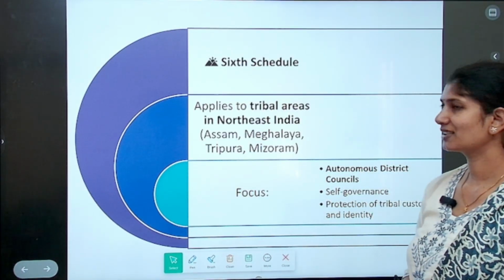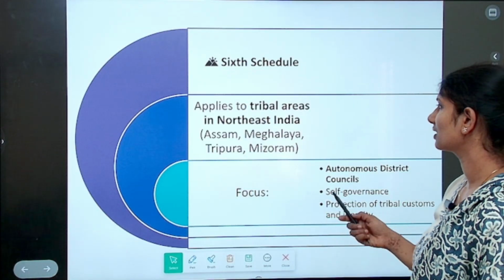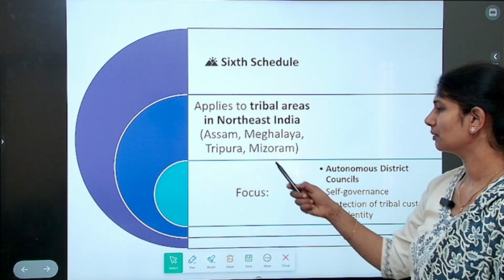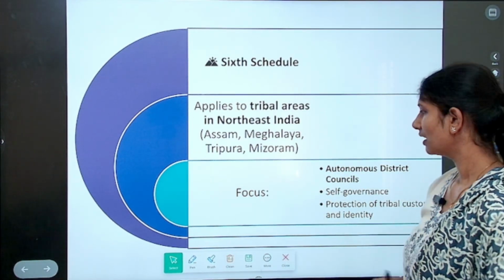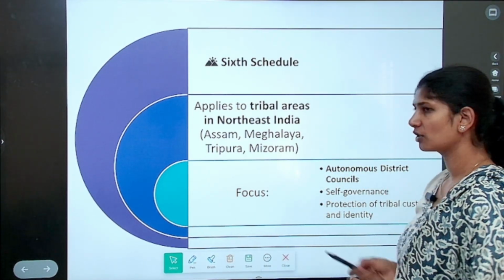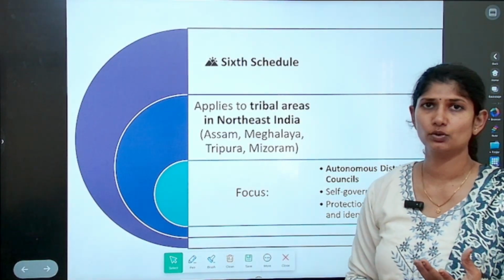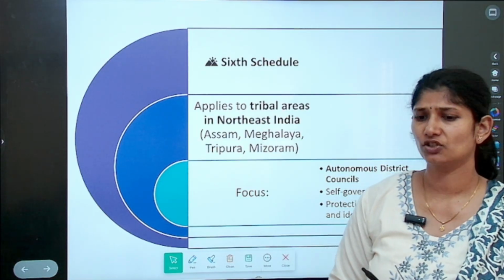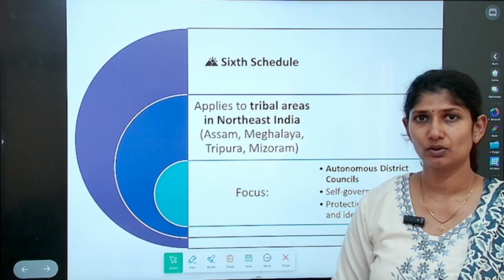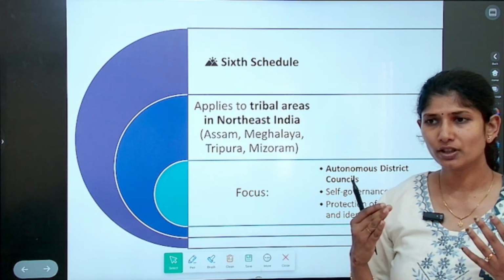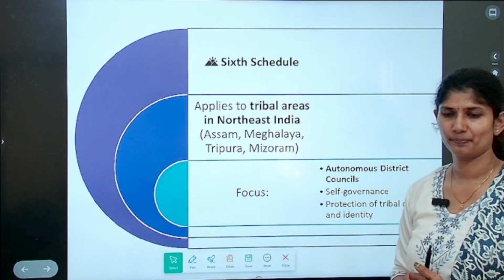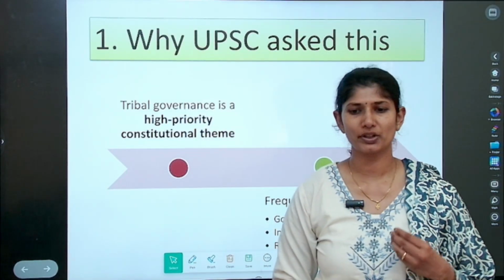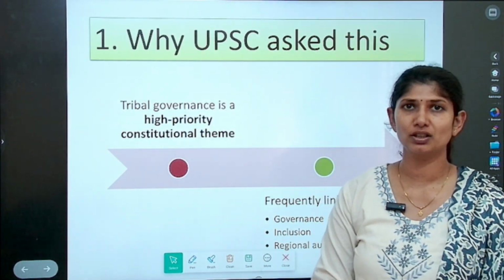Next is your 6th schedule. This applies to your tribal areas in your northeastern India of your Assam, Meghalaya, Mizoram, Tripura. Here it is more focused on your autonomous district council, self-governing units. Here also we will have the differentiation of autonomous regions and also tribal advisory councils. Understanding? So here more autonomy is given. Okay. And again, same thing. It is about trying to protect your tribal customs, culture.